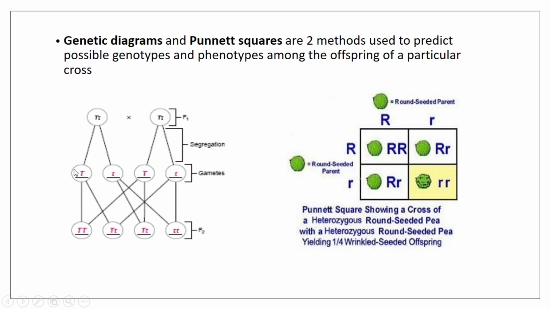And again, using a genetic diagram, we have to separate them into gametes, and after crossing, we can find out the result. But the other thing we have to pay attention to is that we always write the dominant allele with a capital letter and the recessive allele with a small letter.